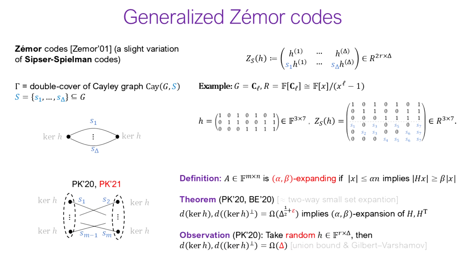We also made a very simple observation, which is also very well known: if you take just a random matrix, then by applying the Gilbert-Varshamov bound, and you can apply the Gilbert-Varshamov bound both for generator matrices and parity check matrices, and by using the union bound, you immediately get the following result. So it is not a big problem to have codes that simultaneously have large minimum distance and large minimum distance in their duals. It's very simple.